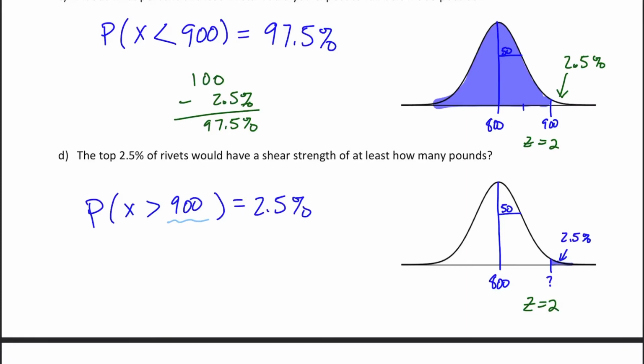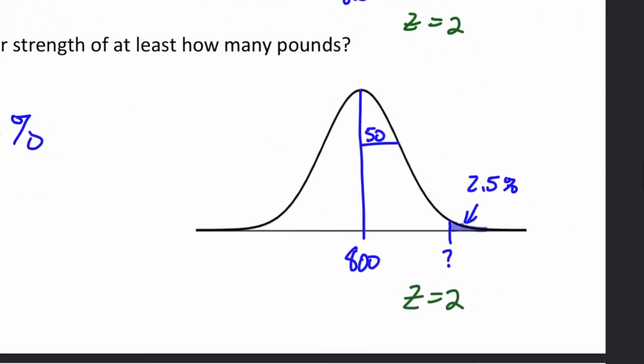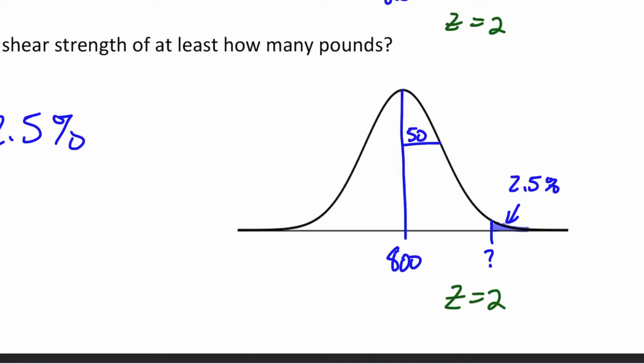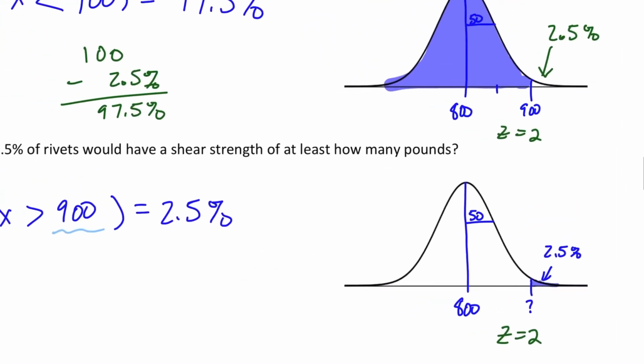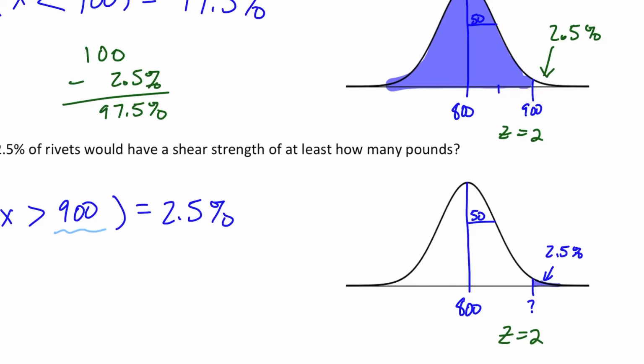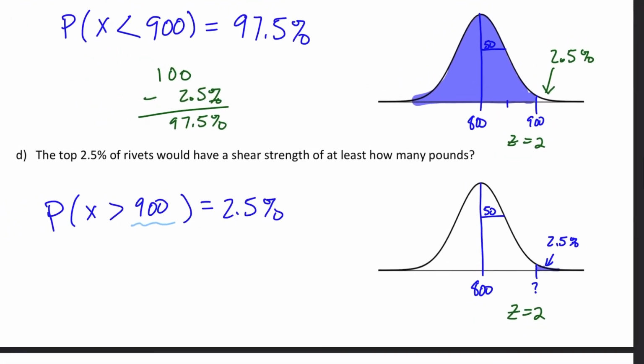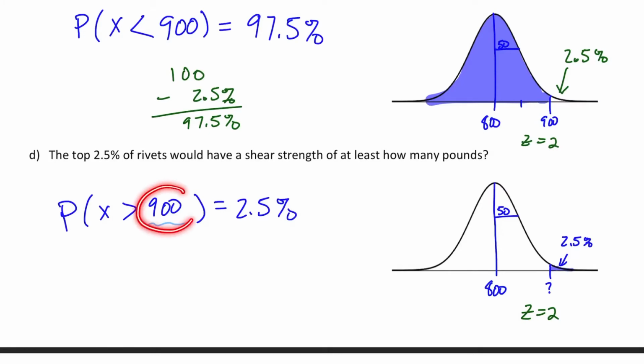All right, so welcome back. Again, I start with my picture. It's the top 2.5%. I just estimated where 2.5% was, and said it's probably about right here. But I know that 2.5% is one of my special numbers. That's when my z-score is 2. And actually, from our last problem, we know that a z-score of 2 is tied with 900 pounds. So that means that the top 2.5% of rivets would have a shear strength of 900 pounds. So I just put it together with that probability statement, or to answer the question, it's just 900 pounds.